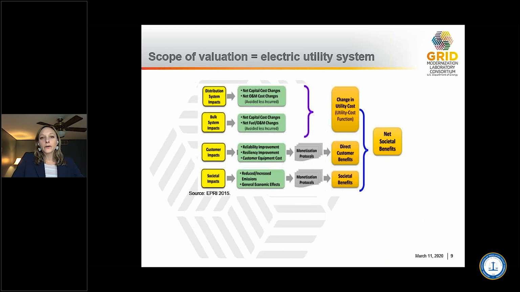The focus of this report and the overview that I'm going to give is the utility system value of demand flexibility on the distribution and bulk system. There are also customer and societal value streams that I'm not going to discuss today, as you can see in the bottom half of that chart. Generally speaking, grid interactive efficient buildings can provide grid services that reduce generation cost, transmission and distribution costs, or both.